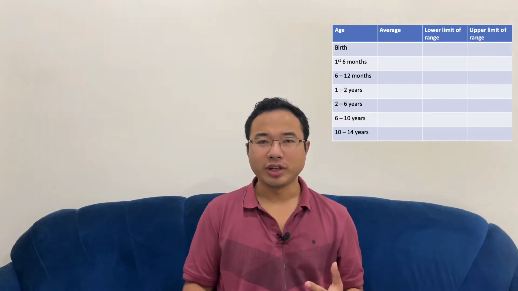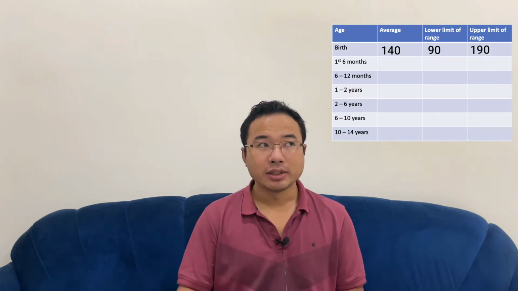So the first number that we need to remember is 140, because the average heart rate of the child at the age of 0 days, that means at birth, is 140. So the average heart rate of newborn is 140, though the range is from 90 to 190. So it is 140 plus or minus 50. So the normal heart rate of a child at birth is anywhere between 90 to 190, and the average is 140. So you just need to remember this one.